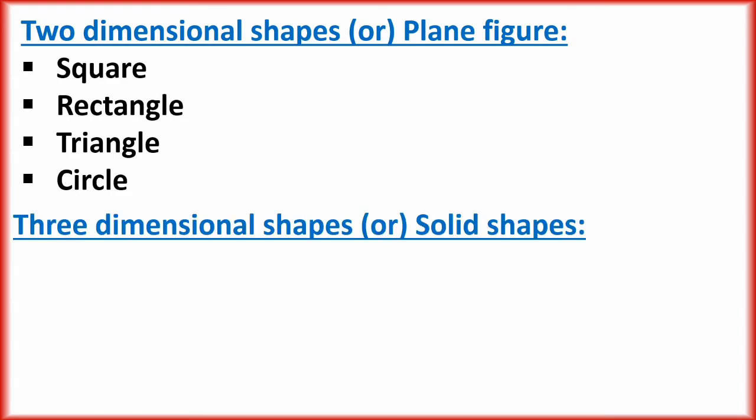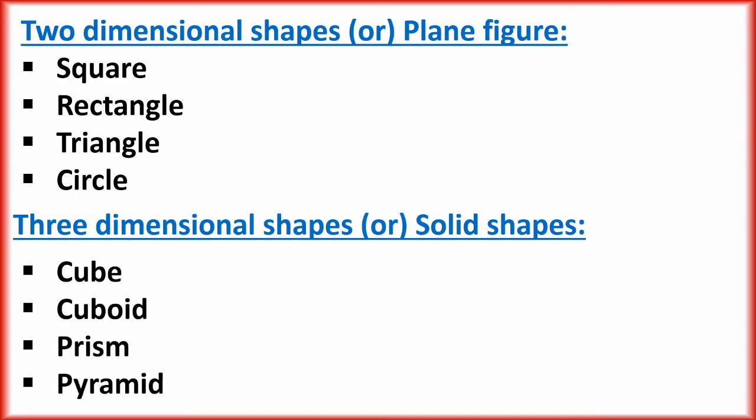Listen here, three-dimensional shapes or solid shapes: cube, cuboid, prism, pyramid. 3D shapes have three dimensions: length, breadth and height or depth. 3D shapes have areas and also volume. These shapes are drawn using the x-axis, y-axis and z-axis.